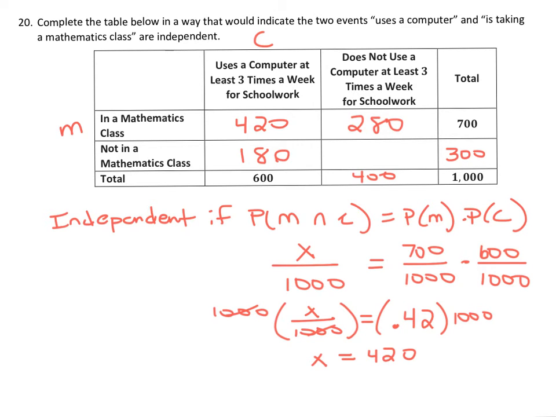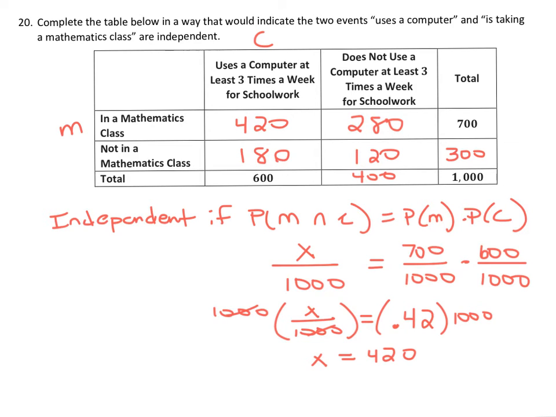And then 300 minus 180 is 120. So we could put 120 right here. And I always like to double check and make sure everything checks out. 420 plus 280 is 700. 180 plus 120 is 300.